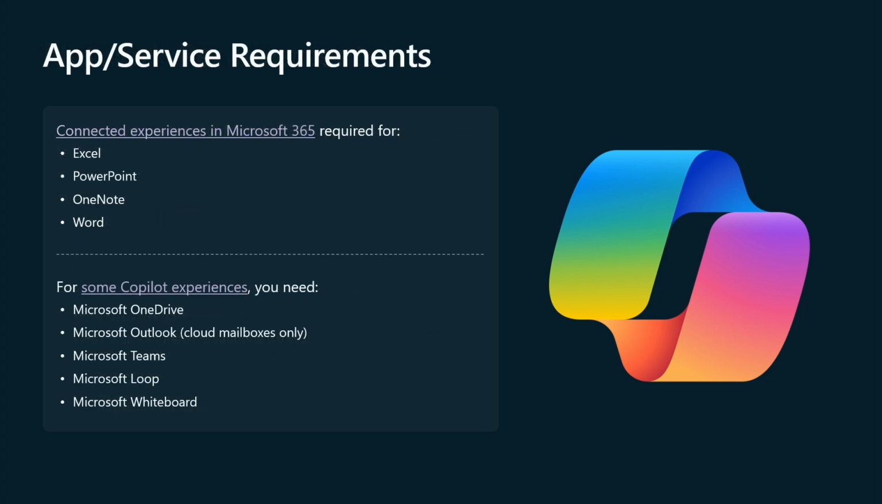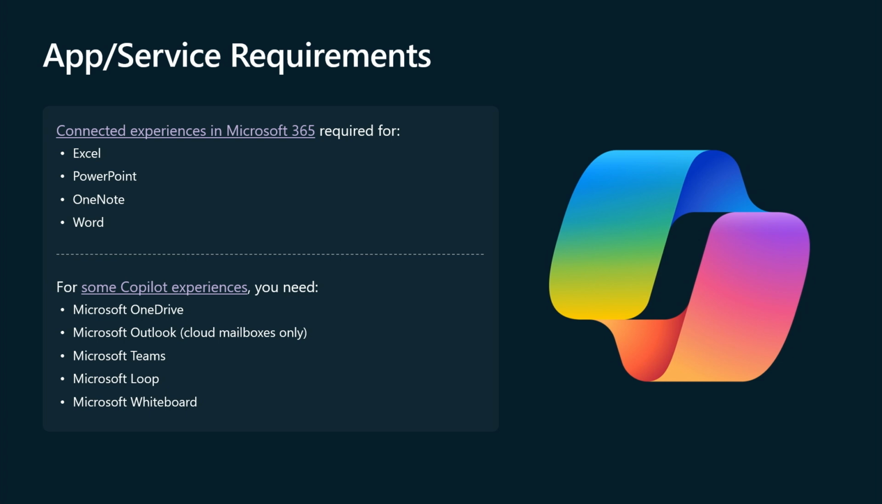Now, in terms of app and service requirements, obviously you need something called connected experiences. Connected experiences is where the apps can do round-trip conversations with the service itself, and it can get information on behalf of it. Copilot is a connected experience. You send something up, the service sends something back down to you from Copilot.